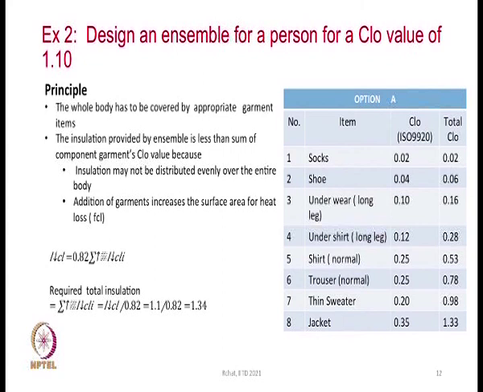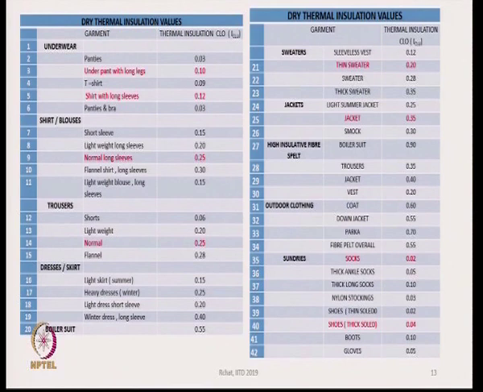And the values in this table have been given by some American standards, by studying the clo value of the garments on a mannequin. These values have been quoted and are used. Like for underwear, some items are given and corresponding thermal insulation values are given. If you look at this table: underwear, shirt, trousers, dresses, skirt, boiler suit, sweaters, jackets. So, some items have been chosen, 42 items are here, and their thermal insulation values are given.